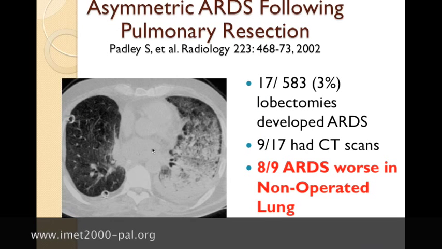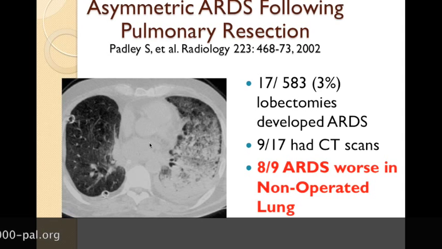So the reason why hyperinflation and ventilation can cause damage is, well, not so much the reason, but the evidence comes from a few studies that have been done. This was an interesting study done in 2002 where they had ARDS, which stands for acute respiratory distress syndrome. They did 583 lobectomies, and they had a 3% rate of ARDS, 17 out of 583. Of those 17, 9 had CT scans. And you can see this CT scan here. This is the lung with ARDS. This doesn't look too healthy.